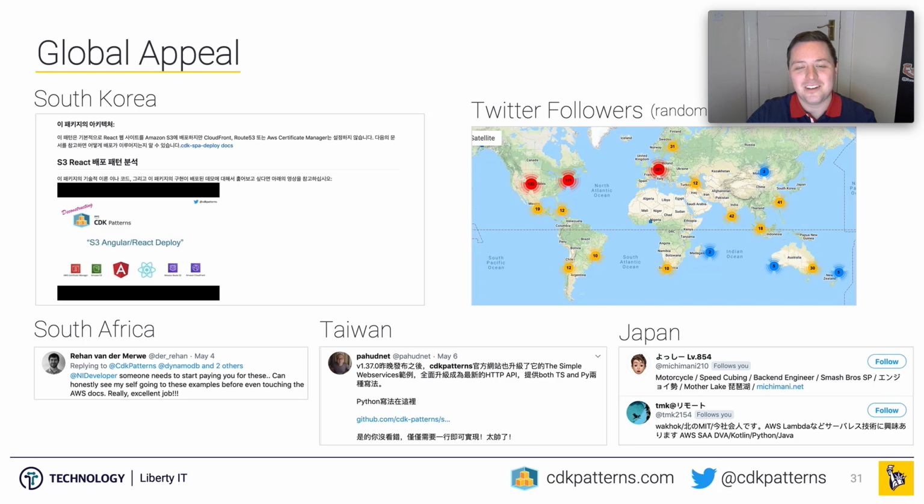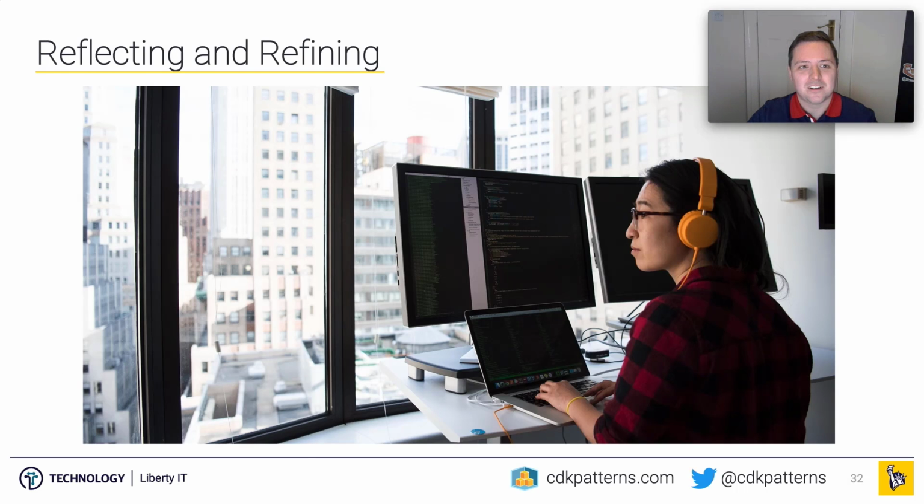In South Africa, you can see Rehan, who is an AWS hero, saying he'd rather go to these patterns than the official documentation. Pahud, along the bottom, who is in Taiwan, has built so many awesome constructs for the community, both serverless and non-serverless, and he's talked about it a lot. And then there have been quite a lot of followers in Japan. I haven't done any specific market research on the why, but I've noticed quite a lot of Japanese followers.